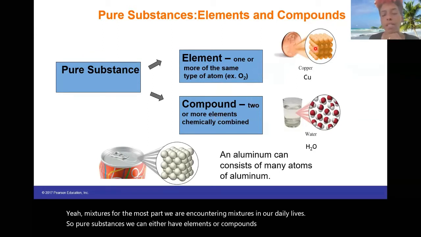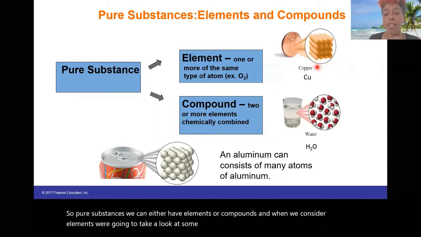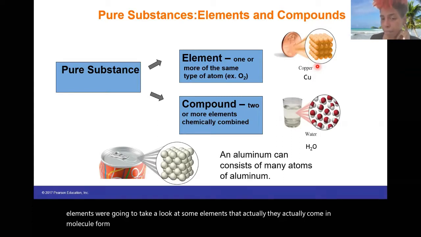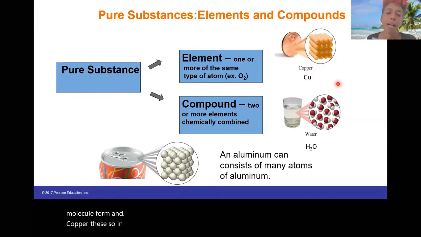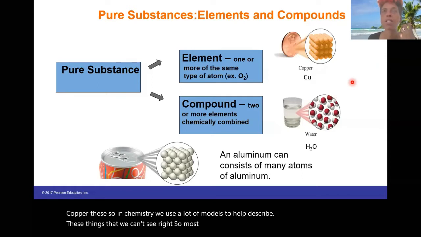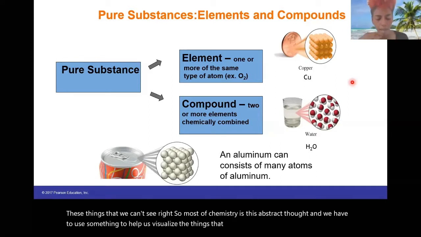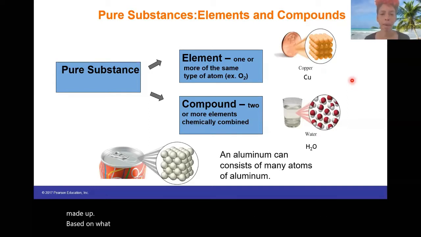And when we consider elements, we're going to take a look at some elements that actually come in molecule form. And so copper, so in chemistry, we use a lot of models to help describe these things that we can't see, right? So most of chemistry is this abstract thought, and we have to use something to help us visualize the things that we can't see. So our models are generally made up based on what we've already learned about matter.